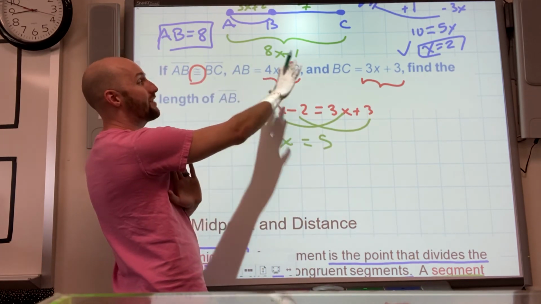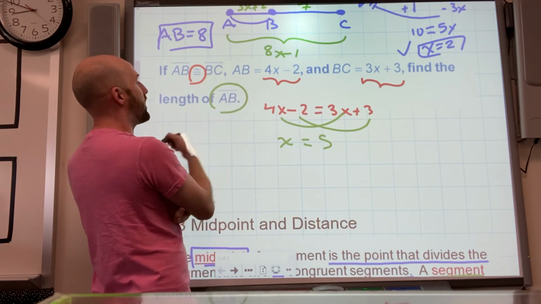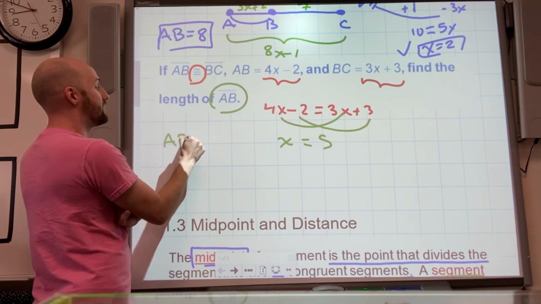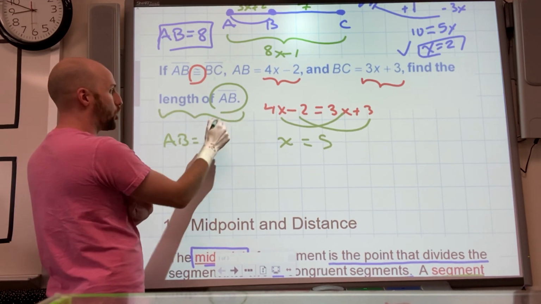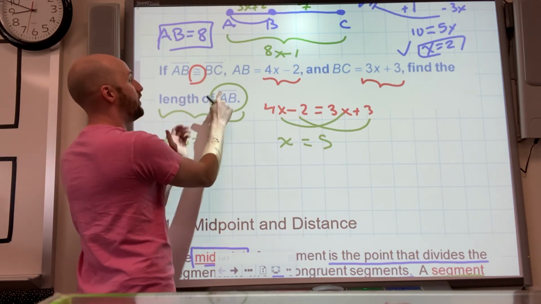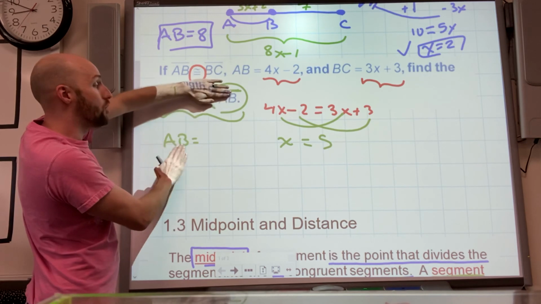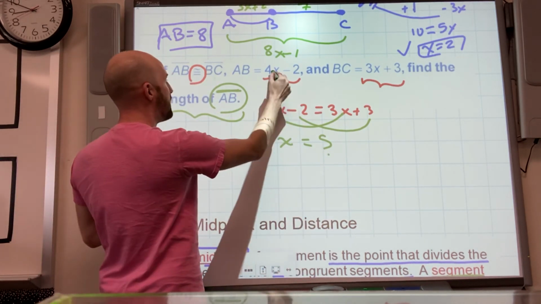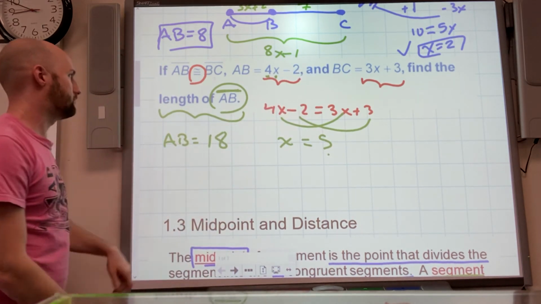Notice here it does not ask me what x is, so I'm not going to worry about it. It says, what is the length of that segment? Now again, they could have just said, what is AB? And that would have been the same thing. But here they use the vocab word, the length of segment AB, but they could have just said, what is AB with no notation? It's the same thing that we would be looking for. If x is 5, 4 times 5 is 20, minus 2 is 18.